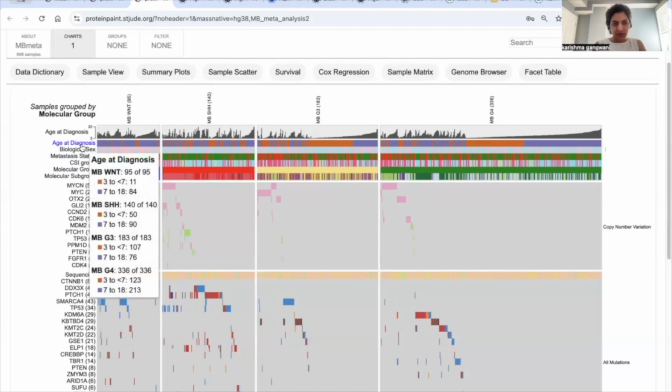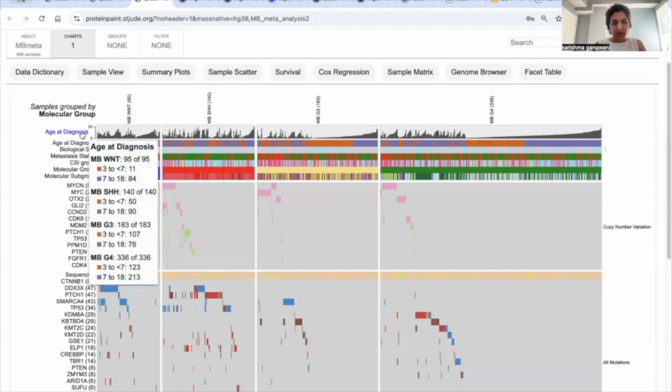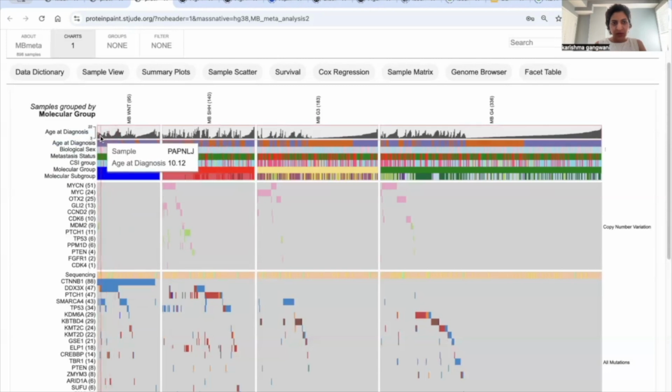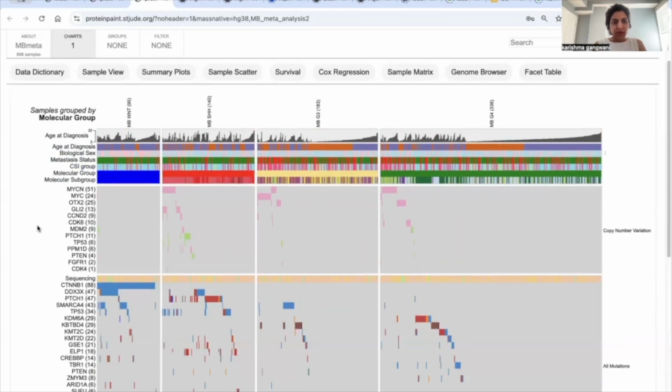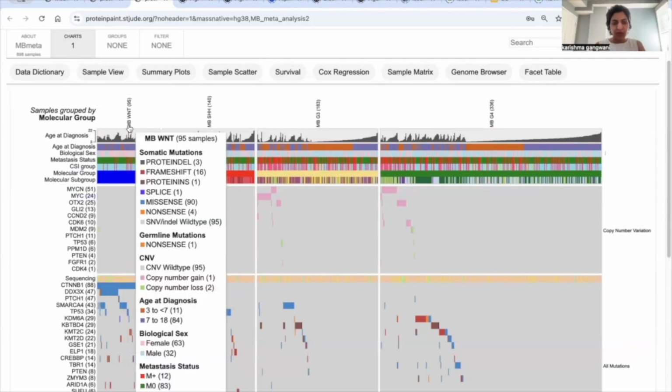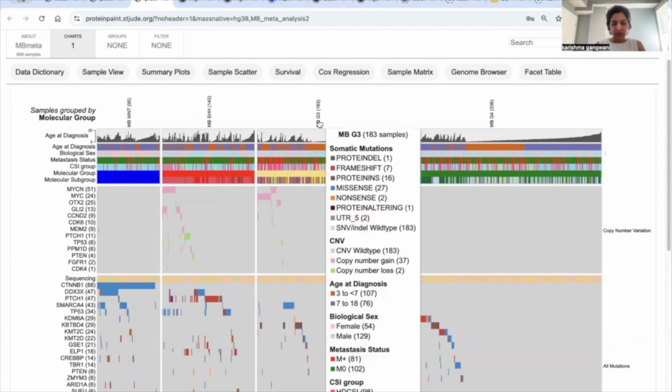Now, age at diagnosis is shown both as a discrete or categorical term, as well as a continuous one. So you can see some of the histogram related data, or the continuous distribution, for those age groups. And I have further subdivided this matrix into the four main molecular groups, which is your Wnt, sonic hedgehog, group 3, and group 4.